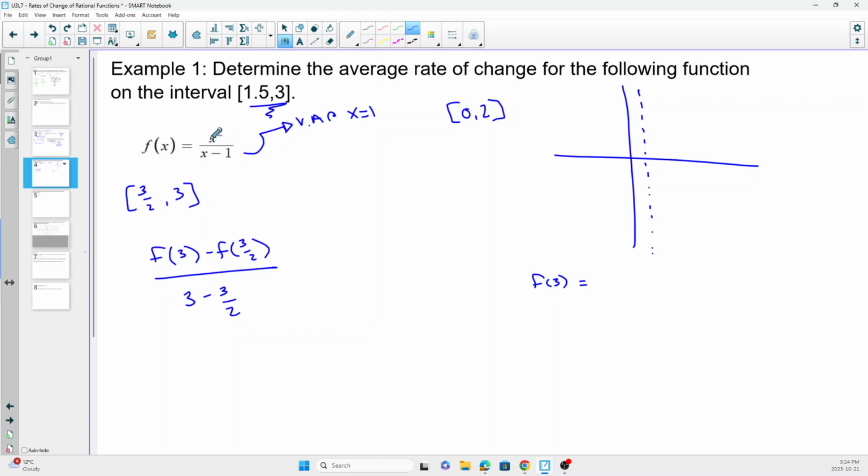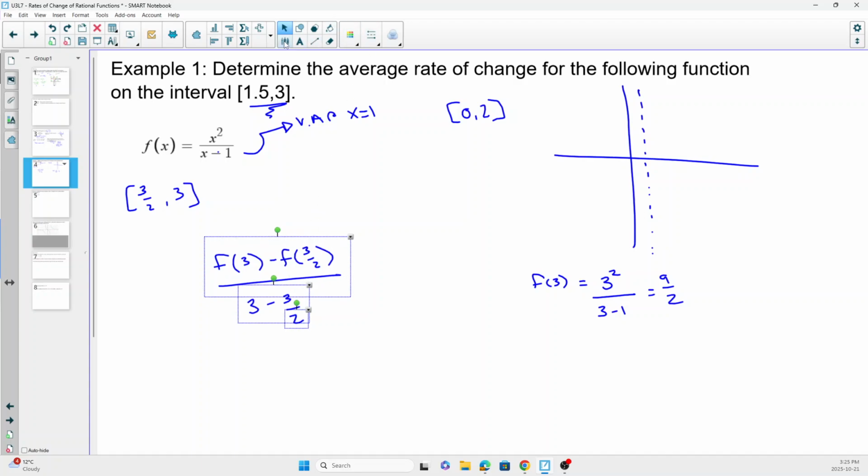So when we sub in a function value of 3, we end up with 3 squared divided by 3 minus 1, which is 9 over 2. I should just move these over a little and make sure we know what we're actually solving. So this is the average rate of change, and over the interval, we could write the interval here, 3 over 2 to 3, and this is what we're calculating.